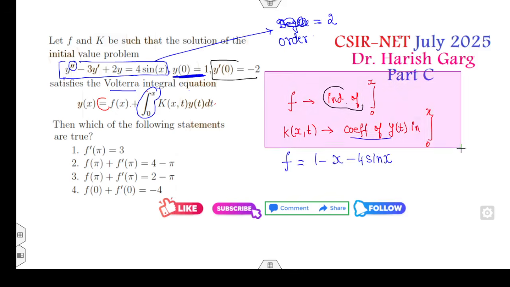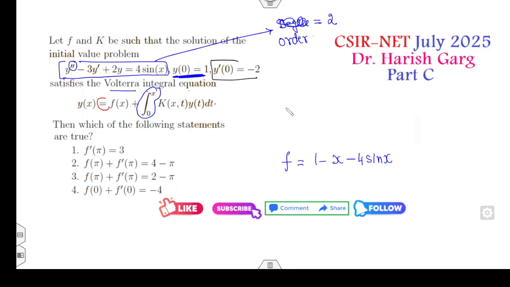Is it okay? Now once you know the value of f, you can find its derivative. So what is f dash? Minus 1 minus 4 cos x. So what is the value of f dash of pi? F dash of pi is minus 1 plus 4 which is equal to 3. Yes, the first is the correct option.